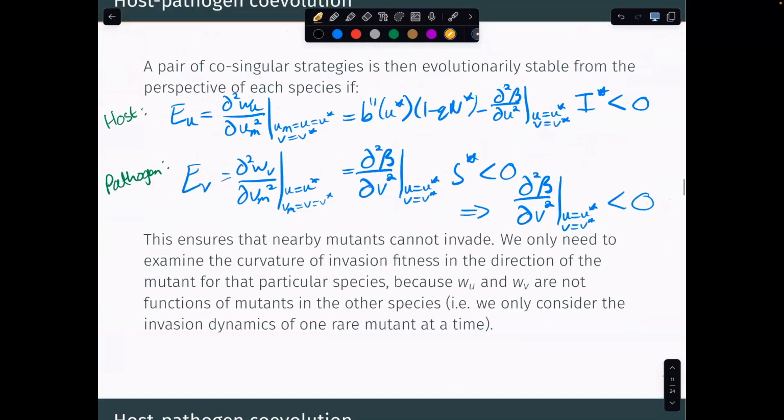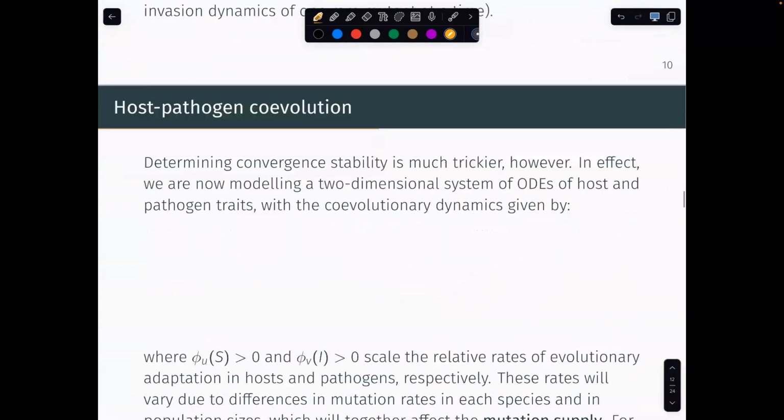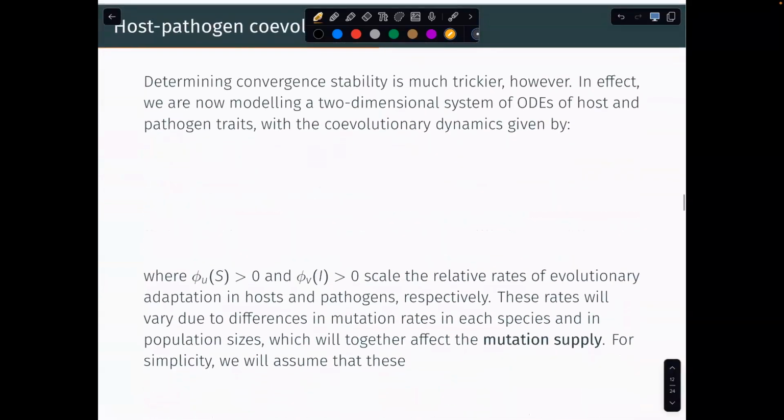Okay, so we've talked about our selection gradients and our co-singular strategies. We've done evolutionary stability. The last ingredient is convergent stability. This turns out to be a lot trickier. One dimension is nice and simple. Two dimensions gets a little bit nasty. The reason is, like I just alluded to, what we're really doing here is we've got our ecological dynamics, which are described by a set of ODEs, but we can think of layering on another set of ODEs, which describes our evolutionary dynamics.